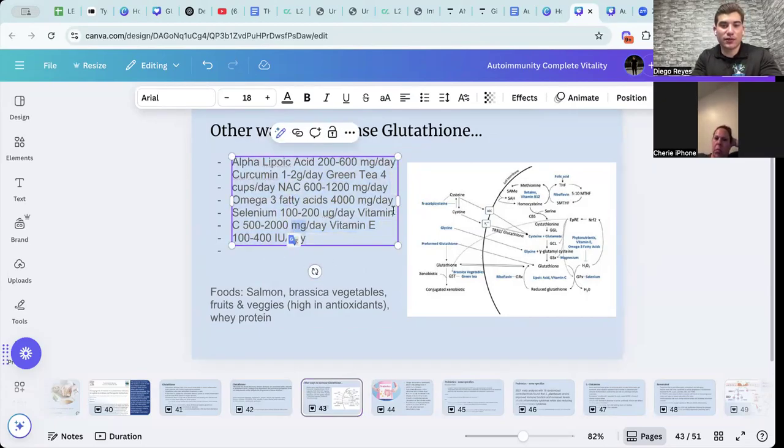I think the biggest ones are selenium and omega-3, because selenium is going to help with deiodinase for your thyroid hormone. That is then going to increase T3 levels in the blood, which is going to improve your metabolism, improve your energy, improve your sleep and so forth. The omega-3 fatty acids are going to reduce inflammation in your gut and then systemically, so throughout the body.